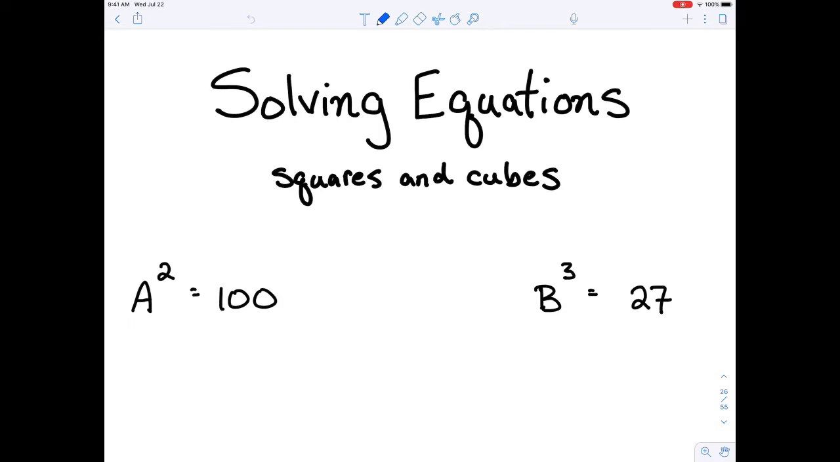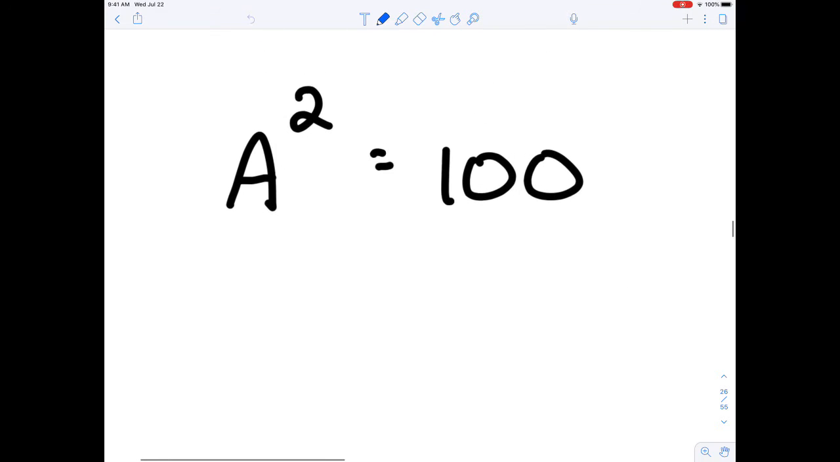Solving equations with squares and cubes involves simply a new operation. Just like you can add, subtract, multiply, or divide anything you want as long as you do it to both sides of an equation, those are called the properties of equality. You can do the same thing with squares, square roots, cubes, and cube roots. So with that in mind, let's look at solving an equation like a squared equals 100.